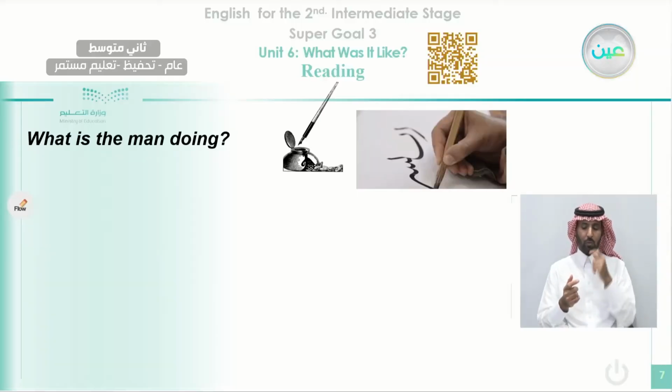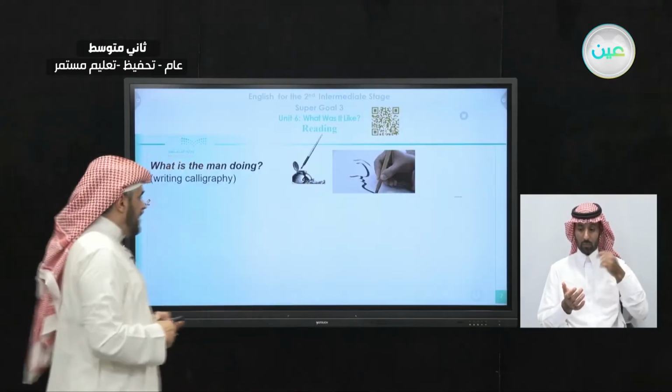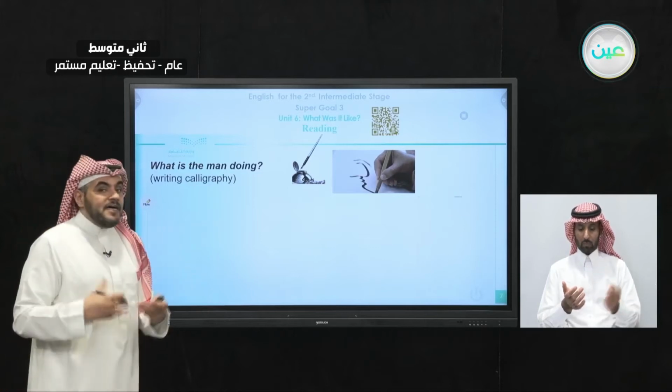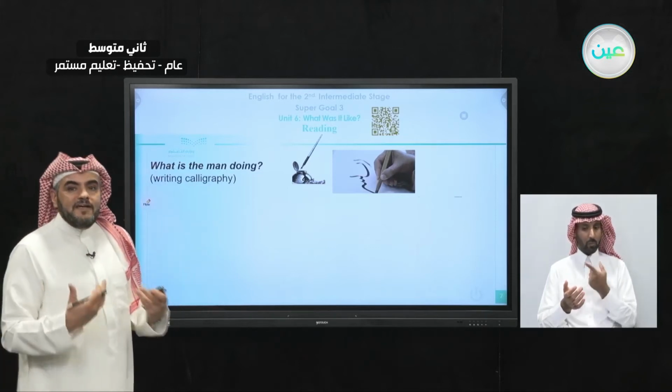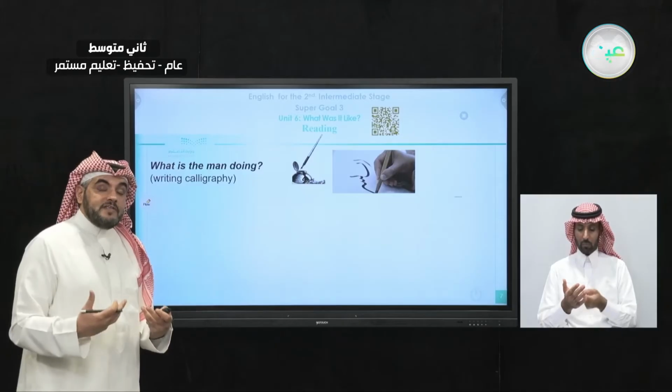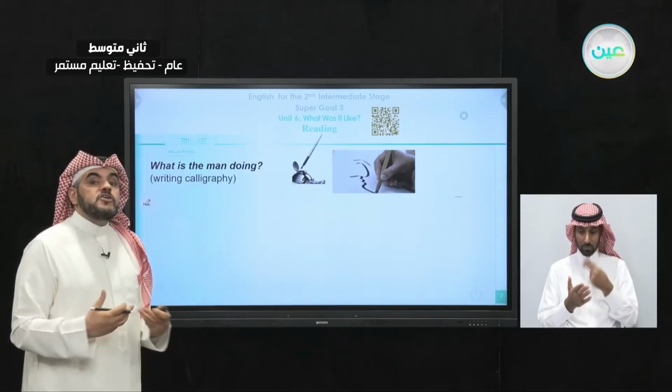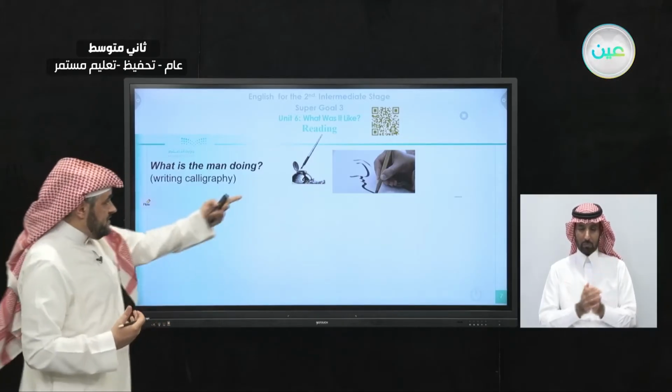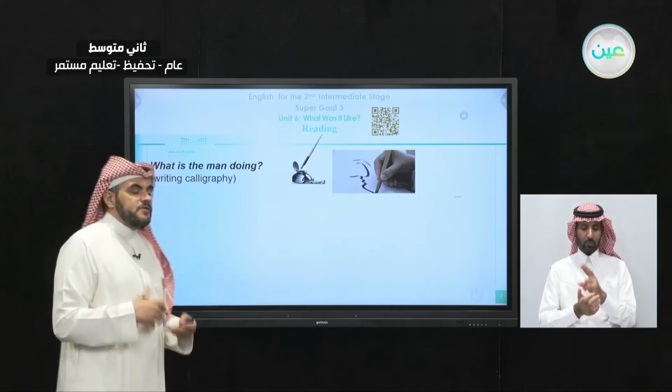Number 1 here, what is the man doing? Look at the man here. He's holding a pen. What is he doing? Excellent. That is, he is writing. Writing what? We call it calligraphy. The art of writing, the decorative writing, is called calligraphy. As you can see here, we'll come to some examples of that.